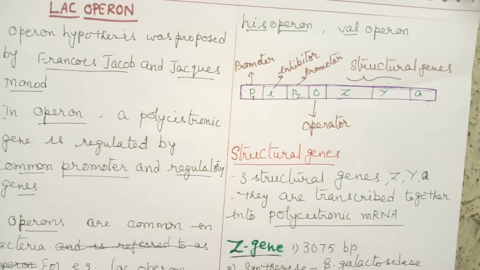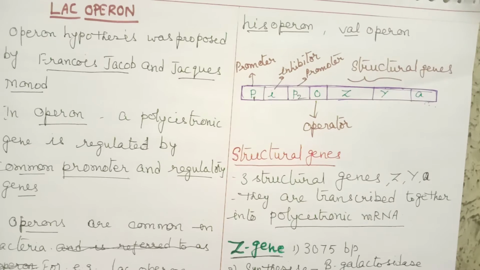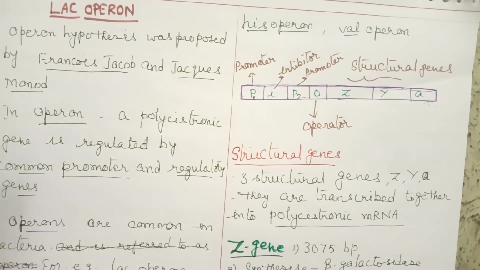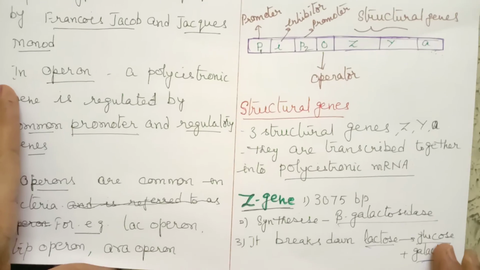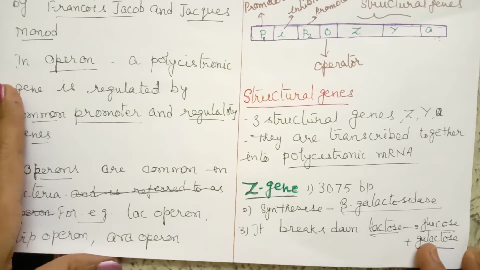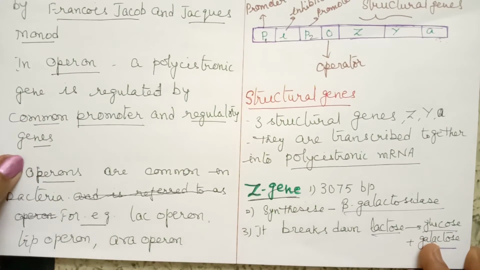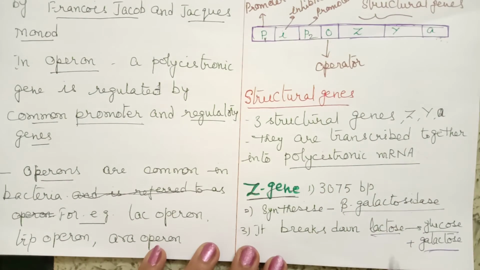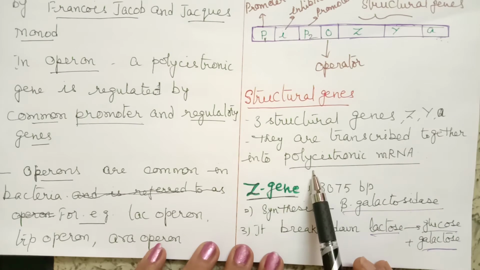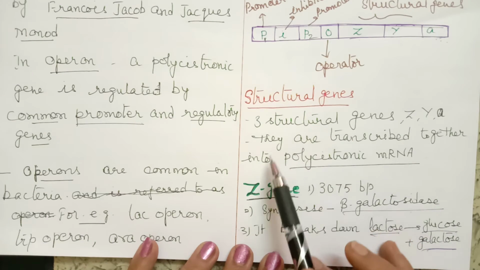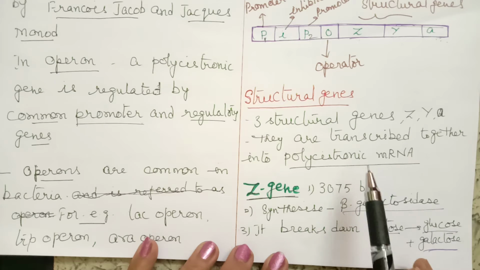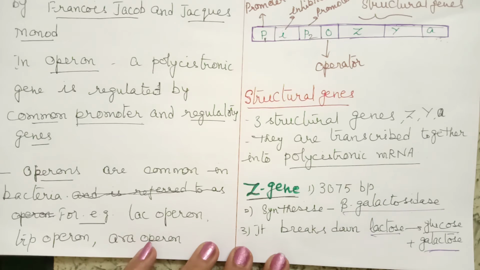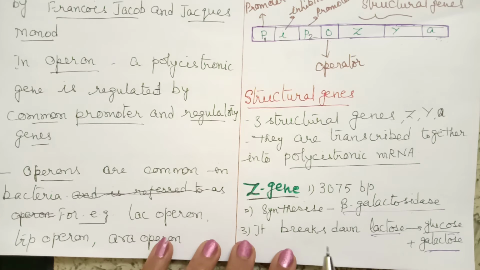Now let us see one by one the function of these genes, and then we will go into the mechanism of the Lac Operon. First, the structural genes. There are three structural genes, Z, Y and A, and these are transcribed together to form a polycistronic mRNA. What is the meaning, as we discussed, of polycistronic mRNA? An mRNA which can produce more than one protein.